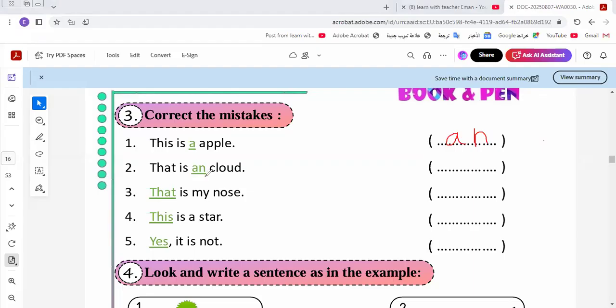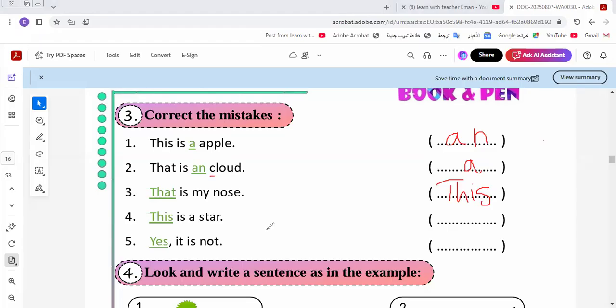Here is that is a cloud. Is the C from the vowel sound? No, it's from the consonant. So the correct answer will be A. That is my nose. Is your nose far from you or in your body? Your body. So it will be near here. So the nose is near.